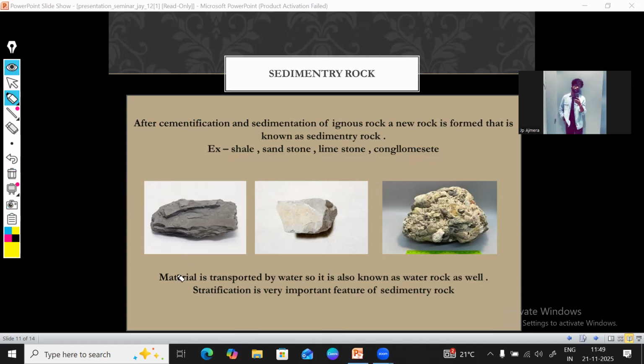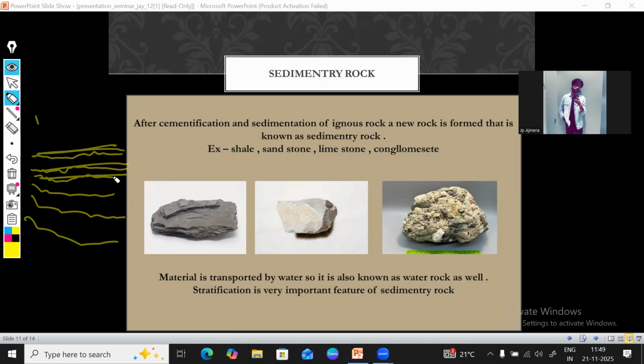Right. There is another definition that we can see on the board at the bottom: the material is transported by water, so it is also known as water rock as well. Stratification is a very important feature of the sediment. What is stratification? It is the deposition of sediment in the below part in the form of layers. Strata are made by this process, when the material is deposited by water in the form of layers, in the form of strata. That process is known as stratification.